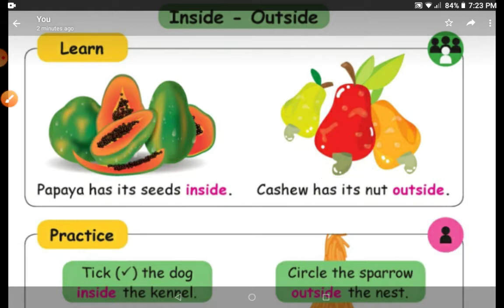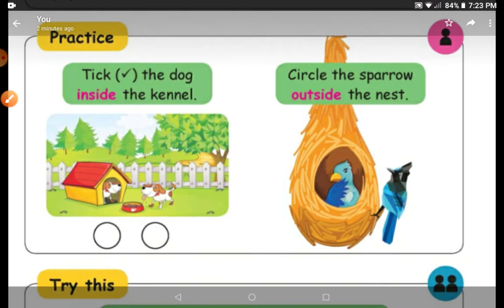Okay, so shall we all do a small practice exercise? Look at the picture. See, two dogs are there. One is inside the kennel. Do you know what is kennel? The house of the dog is called kennel. So two dogs are there. One is inside the kennel and one is standing outside the kennel.